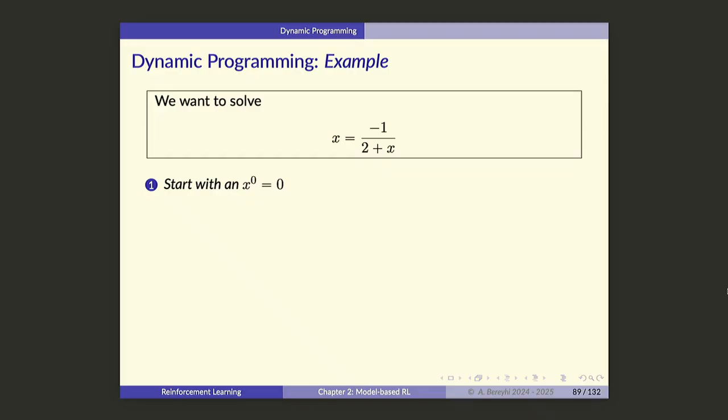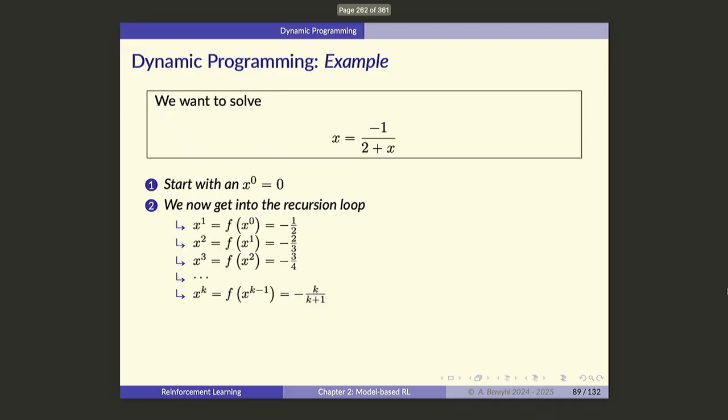What you can do, you can start by 0, right? You put 0 there. This is going to be minus half, right? Then you get minus half. You put it back in the function, right? It's going to be minus 1 over 2 minus half, right? Minus 1 over 1.5, right? Minus 2/3. And you can keep on doing this, right?